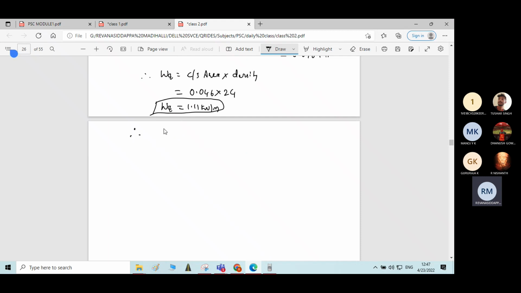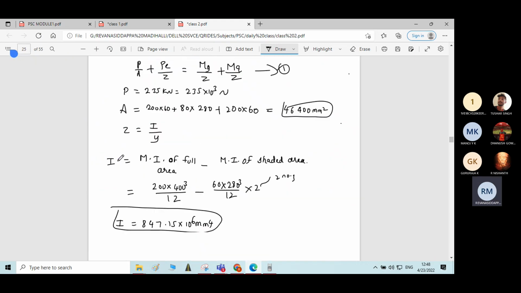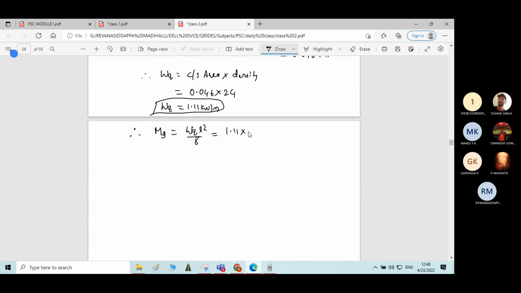Therefore, Mg is equal to Wg L square by 8, which is 1.11 into length, 8 square, by 8. The answer is 8.88 kilonewton meter, or 8.88 into 10 power 6 Newton millimeter.